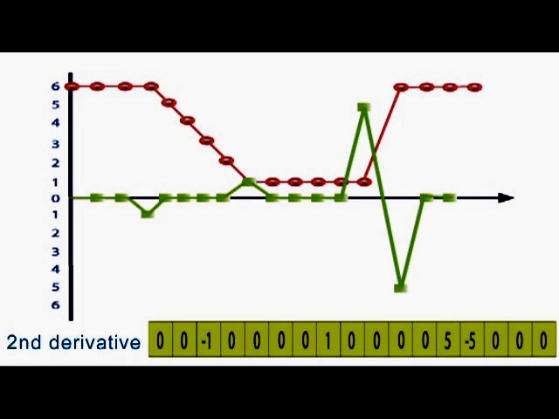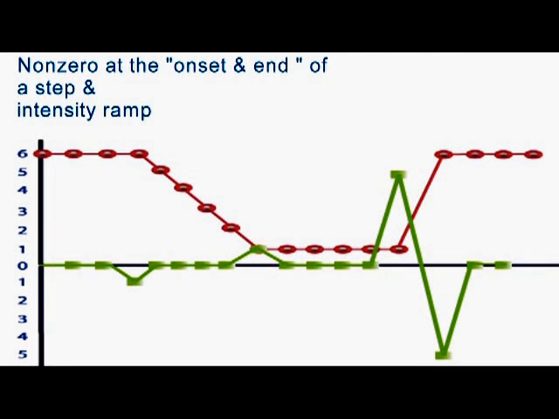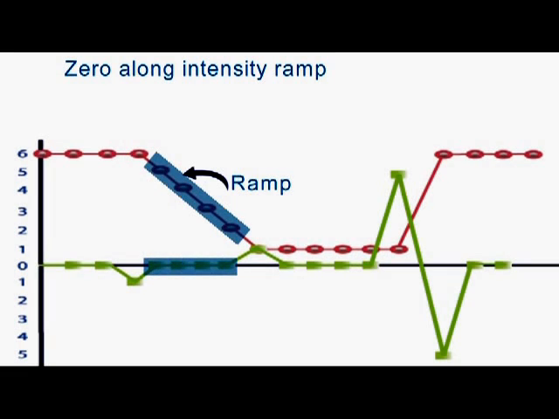Notice the second derivative properties. 0 in areas of constant intensity. Non-zero at the onset and end of a step and intensity ramp. 0 along the intensity ramp.